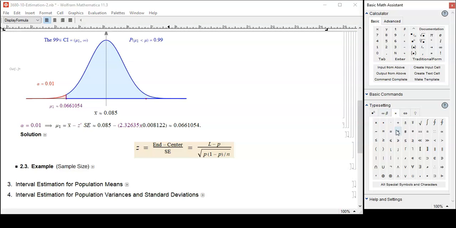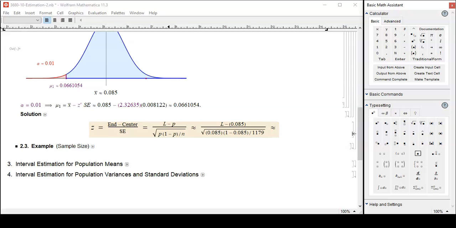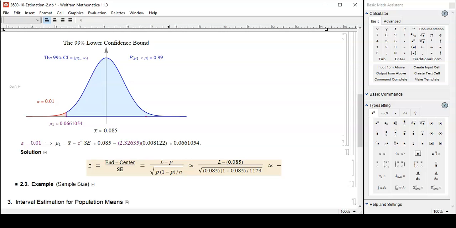And that is approximately equal to L, we want to find out 8.5% or 0.085. And SE is square root of P(1 minus P) over N, so 0.085, 1 minus of that, over square root of, the sample size of 1179, and that is associated to the z-score for 1%. If you do it right, you're going to get negative 2.33.